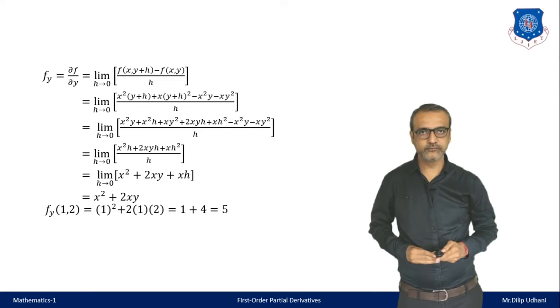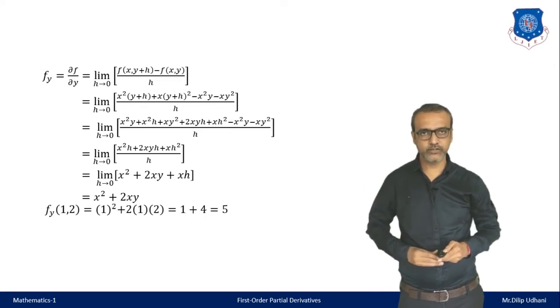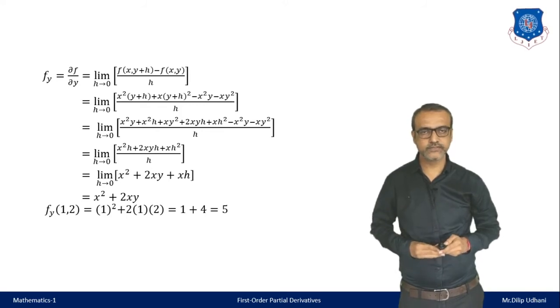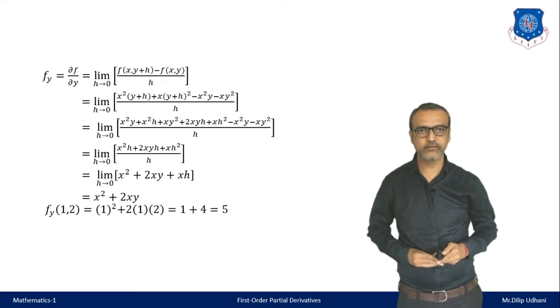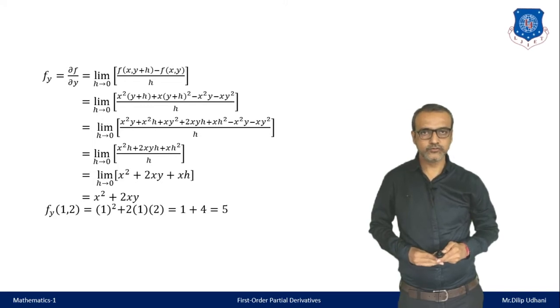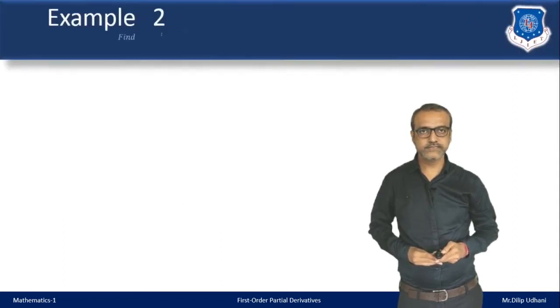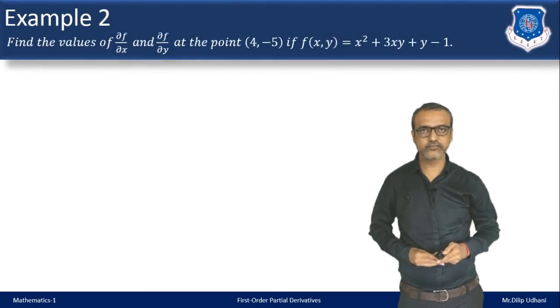So that is equals to fy at 1, 2, that is equals to 1 square plus 2 into 1 into replacing y by 2. So the result is 1 plus 4, that is 5. So this is del f by del y at point 1, 2, and the result is 5. So in this example we have gone through how to find out del f by del x and del f by del y using definition. Now we will see example number 2 related to this topic.